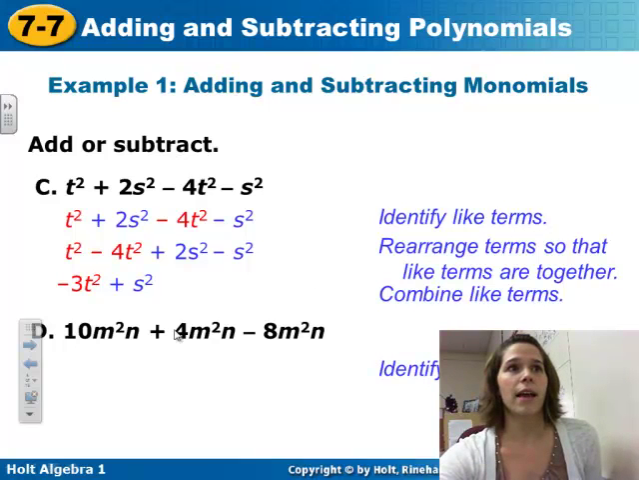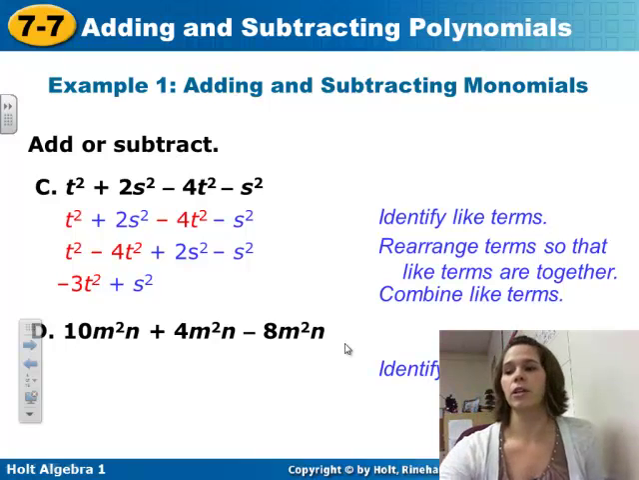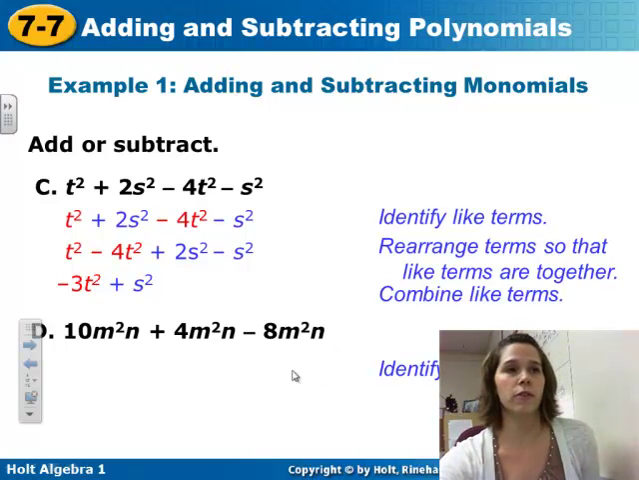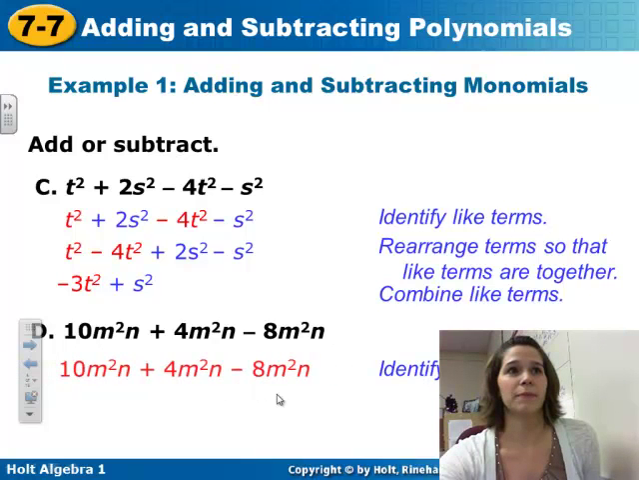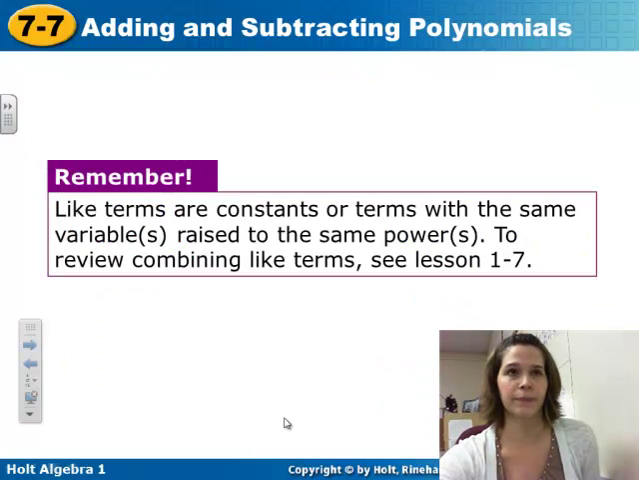Last one, I've got m squared n, and m squared n. Those have more than one variable, but it's the same combination of exponents to variable ratio. So those are technically all like terms. So now I just have to add and subtract my coefficients out in front. 10 plus 4 minus 8. So 14 minus 8 is 6. And that's the answer. You're done.